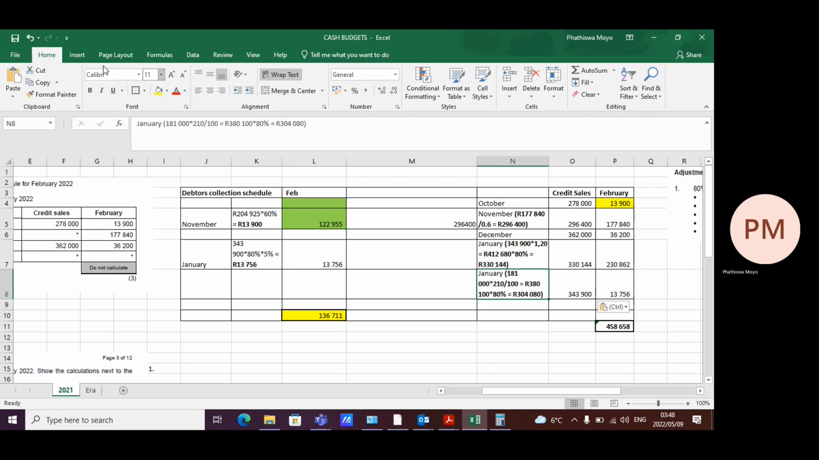So what we're battling with here is the principle. Always know what's due when the percentage that is due at what period.